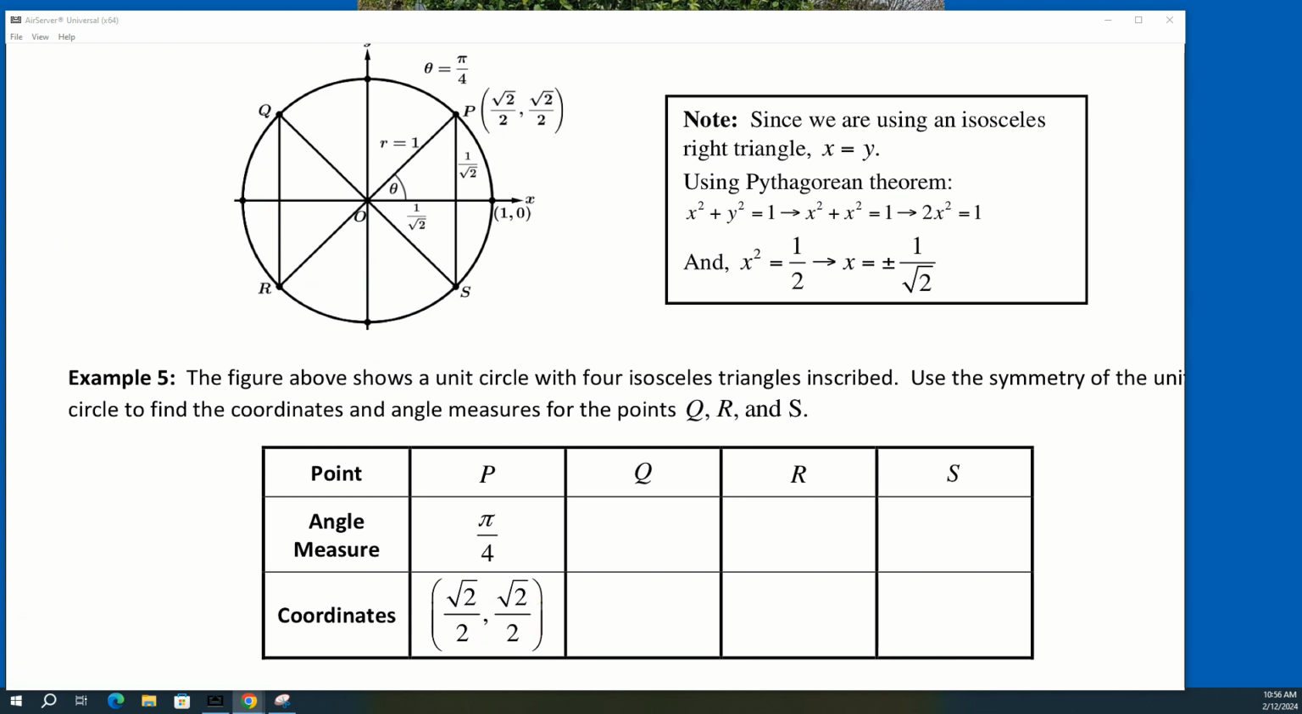So Q is in quadrant 2, so what would pi over 4 be in quadrant 2? Don't remember? 3 pi over 4. So when you're doing the pi over 4 angles in the other quadrants, you're just going to go to the next odd number on the numerator, and then it's over 4. All right, and then in quadrant 2, the x-coordinate is going to be similar to P, but it's going to be the opposite. All right, so you guys try R and S, please.